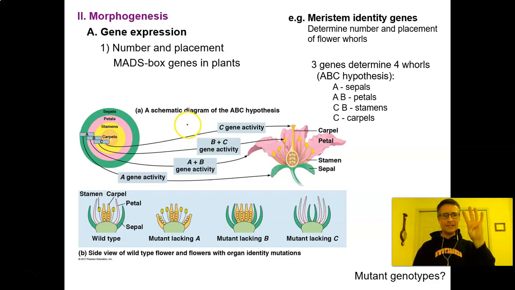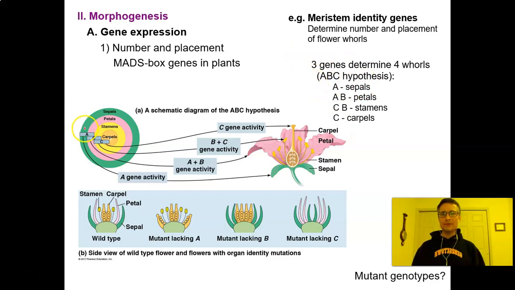And remember that flowers have four whorls, right? They have sepals, they have petals, they have stamens, and they have carpels. It turns out that there are three meristem identity genes that seem to control the formation of these four whorls. These genes are labeled very creatively A, B, and C. So this is known then as the ABC hypothesis.